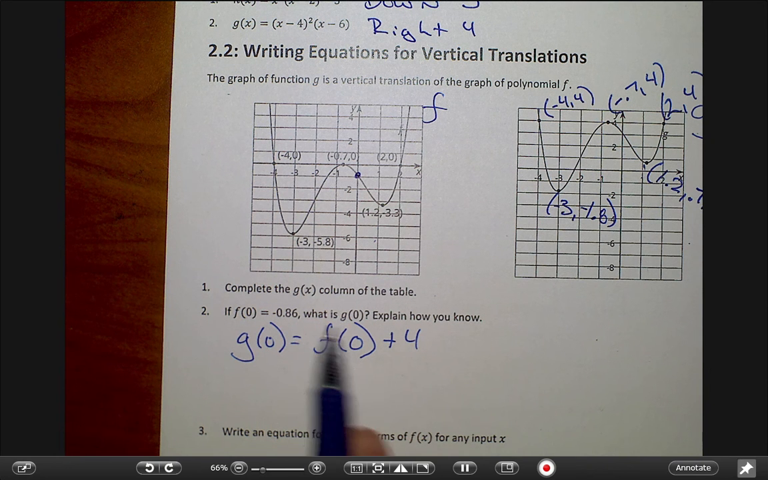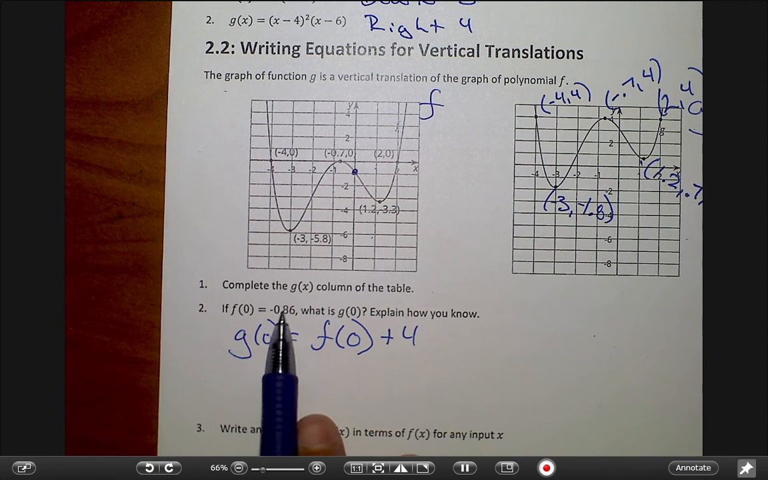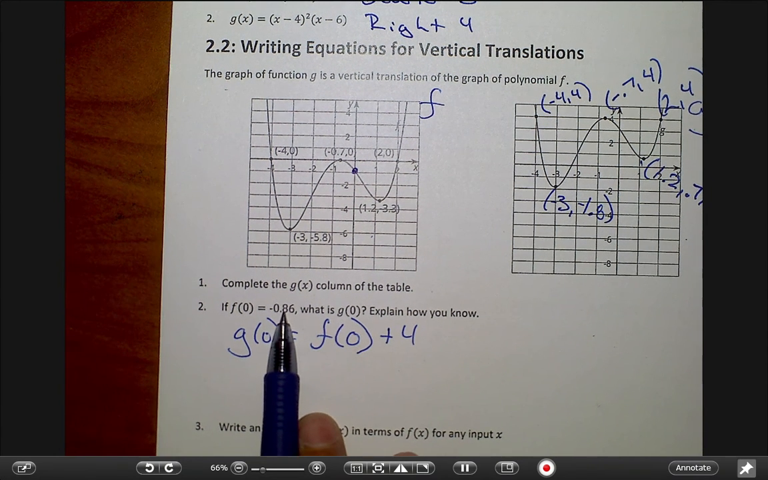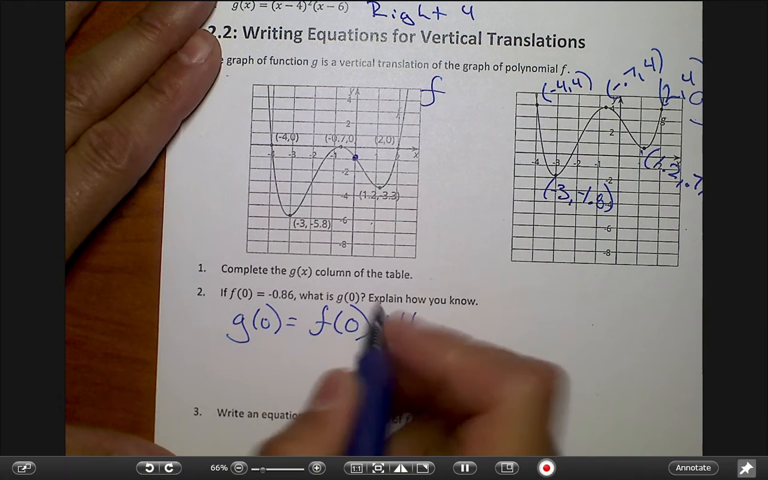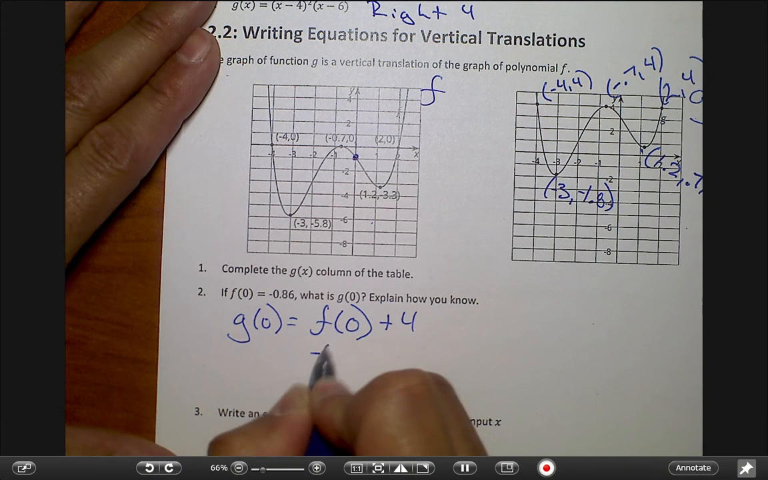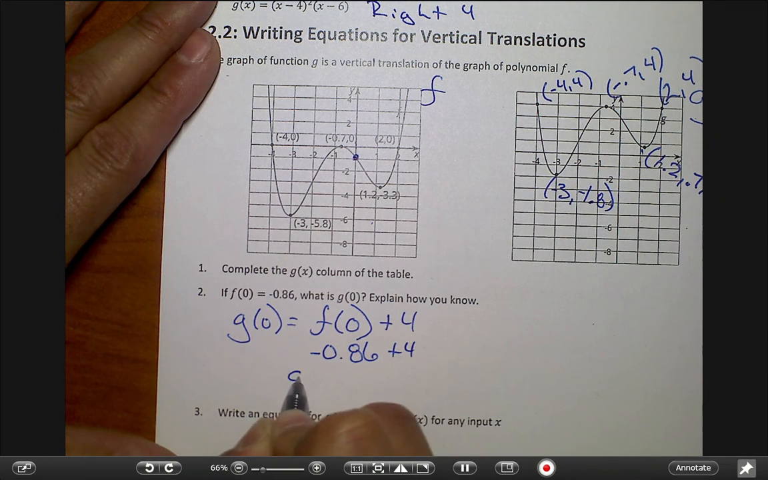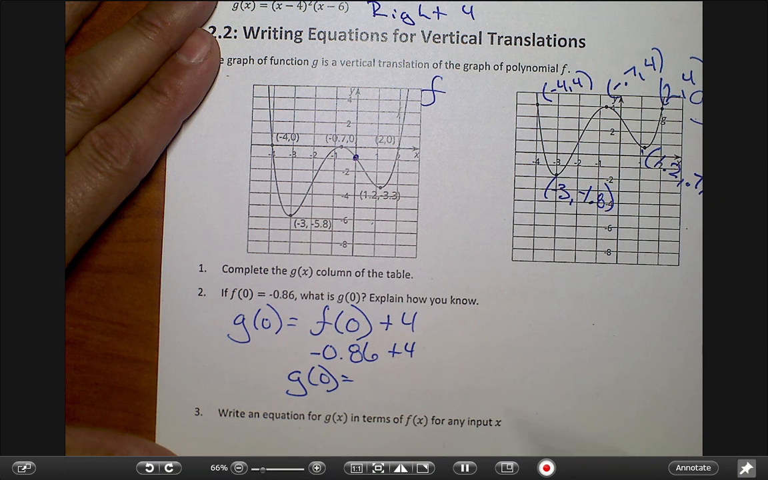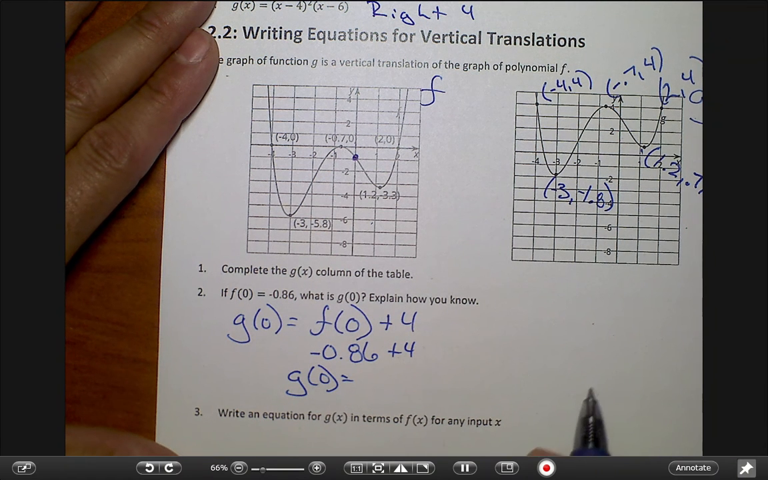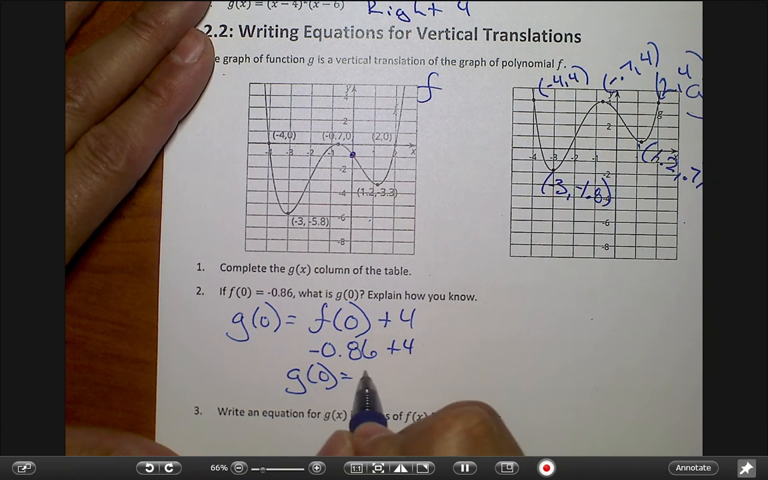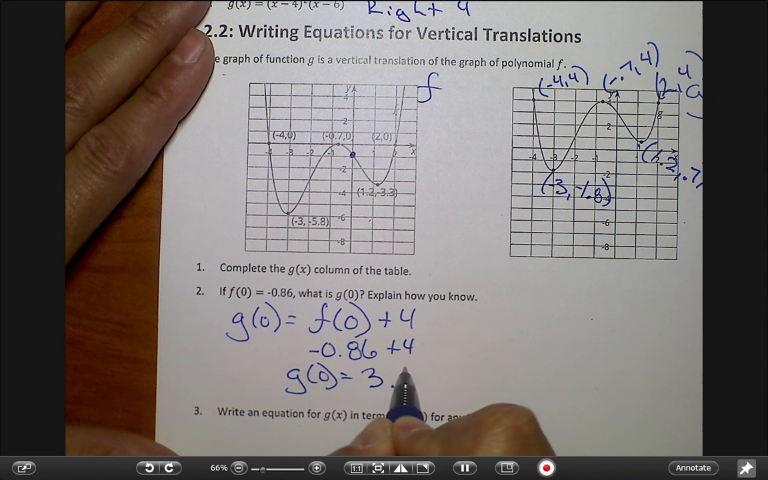Because we know that the f of 0 was this, right? Say yes. So it's going to be negative 0.86 plus 4. So g of 0 will give me positive 3.14.